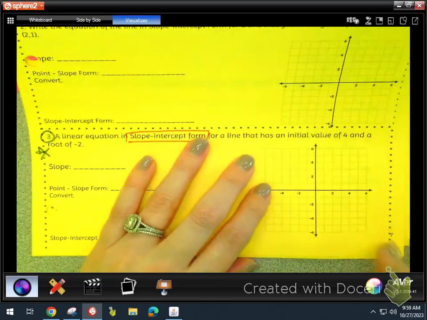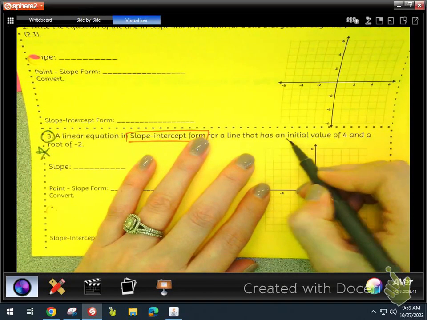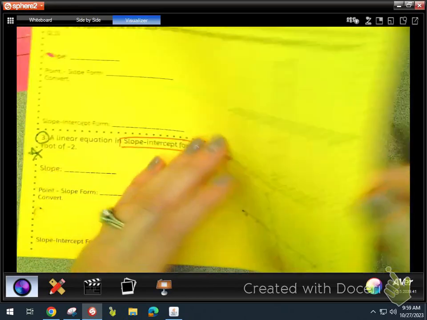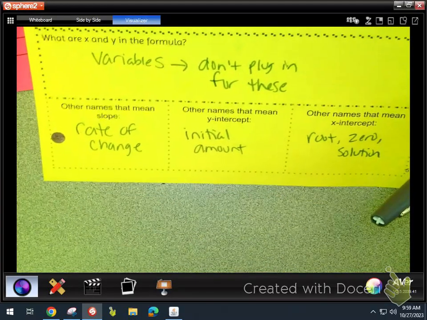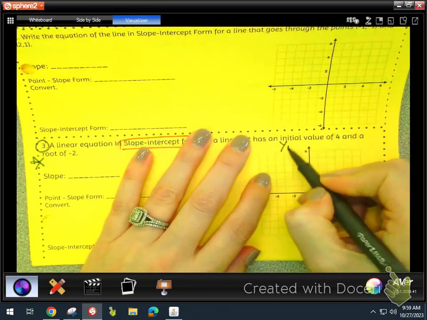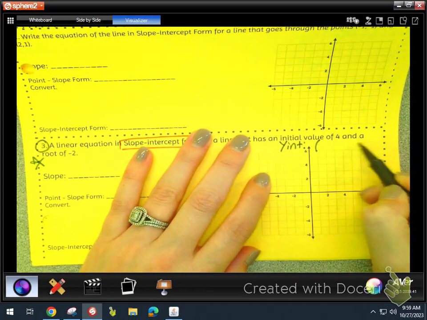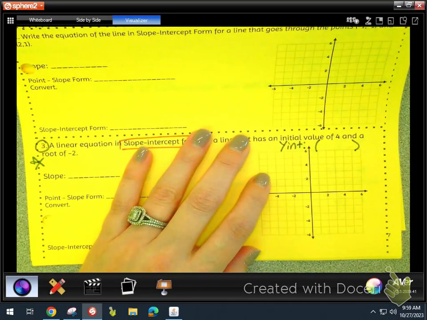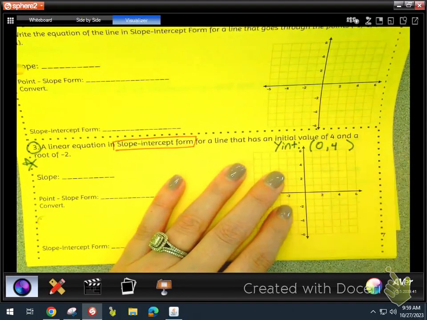The same thing as... Slope? Okay, don't just throw out words. What is the initial value another name for? The y-intercept. So you have to recognize that this is a y-intercept. How do you write 4 as a y-intercept as an ordered pair? (0, 4). Very good.